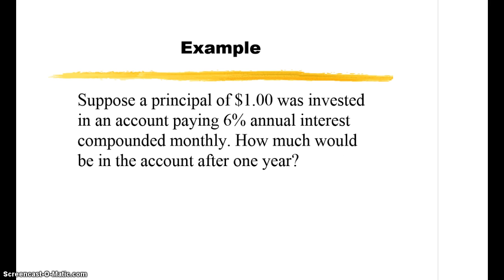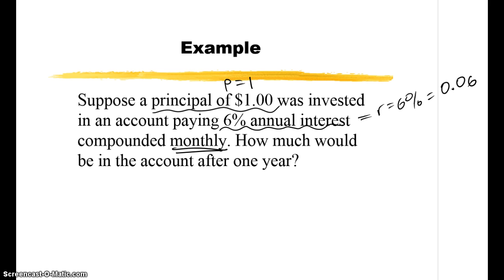So here's an example. Suppose you start with $1 American dollar. How basic, right? Just $1. A principal of $1 was invested in an account, right? So this is principal $1 invested in an account paying 6% annual interest compounded monthly. So my annual interest is 6%, written as a decimal is 0.06. It's compounded monthly. Okay, there's 12 months in the year, remember that. How much would be in the account after 1 year?